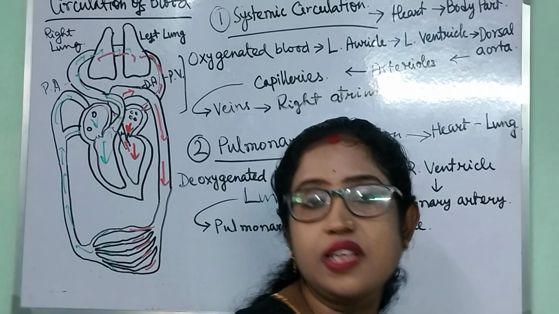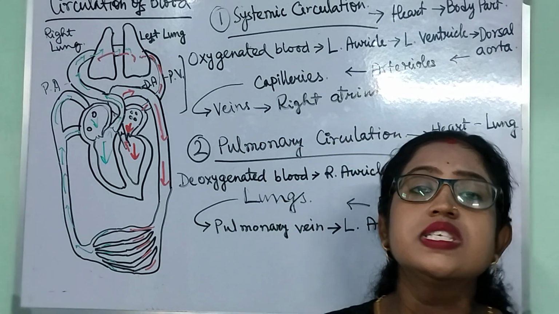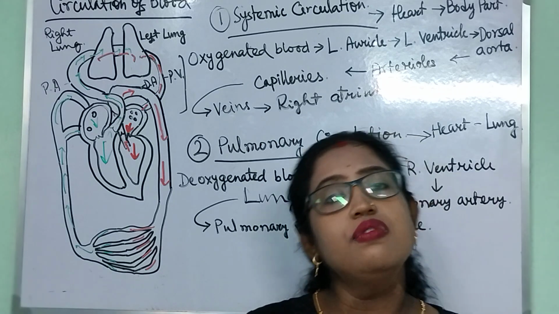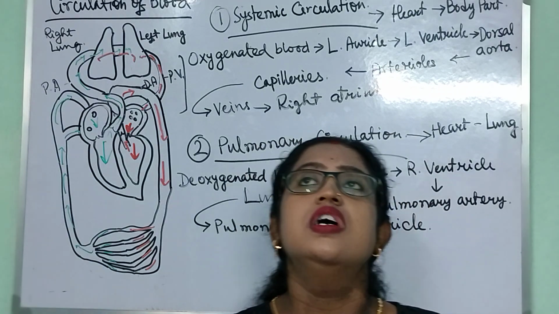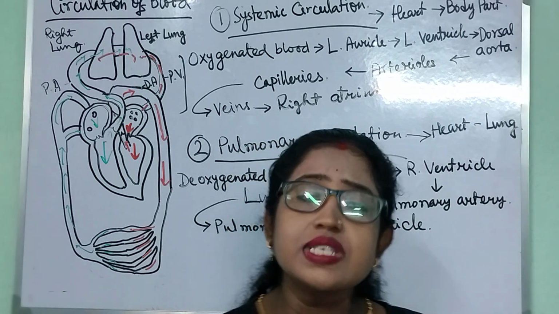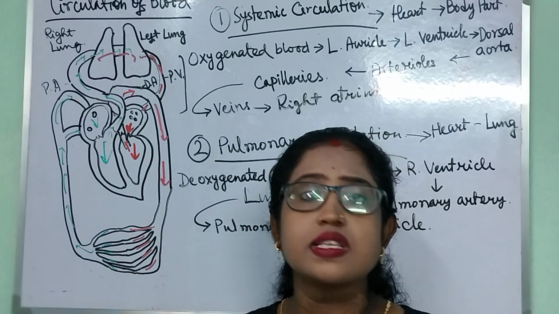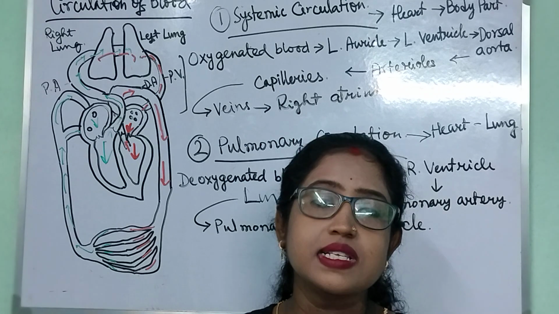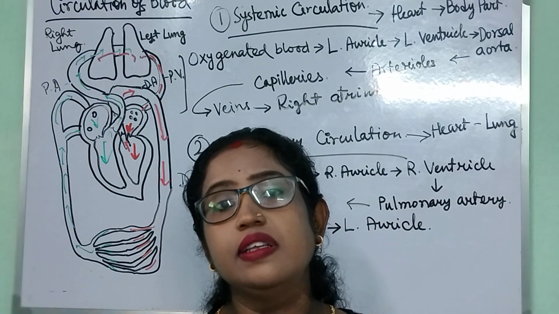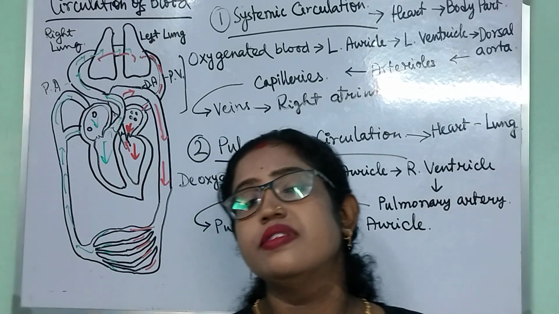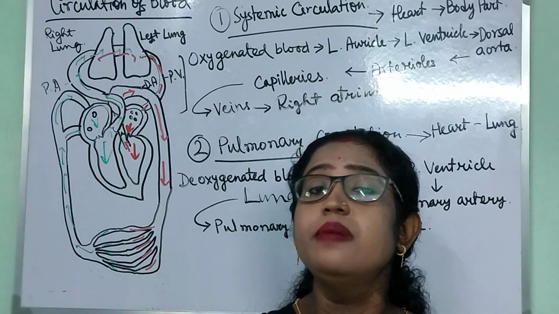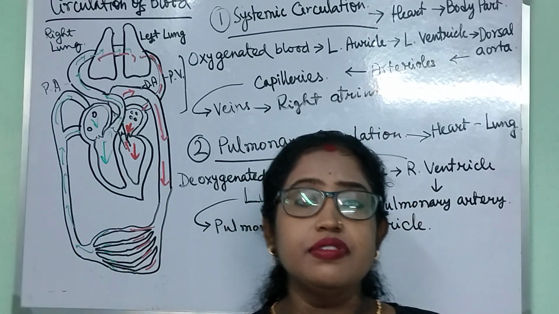Next is the single circulation process. Fishes have only two chambers in their heart. There is one atrium and one ventricle in their heart. So the blood gets oxygenated directly by the gills. The capillaries present in the gills get oxygen directly from the gills, and the blood directly passes into the whole body of the fish.